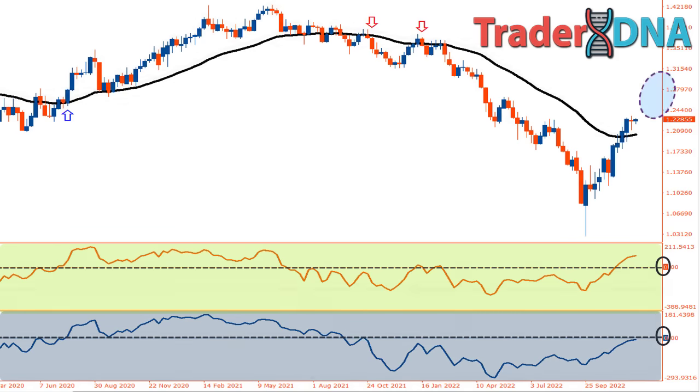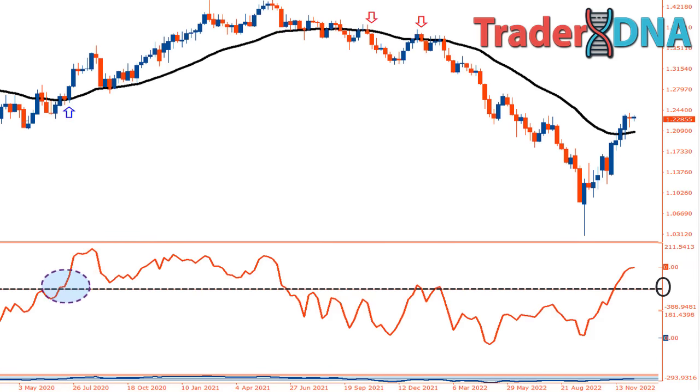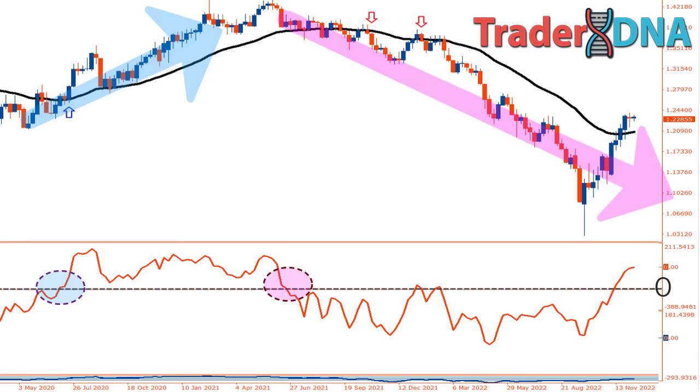When the CCI oscillator crosses from below the zero line, that's signaling a shift from bearish momentum to bullish momentum. In other words, the dominant market energy is to the upside. Conversely, when the CCI oscillator crosses from above the zero line, that's signaling a shift from bullish momentum to bearish momentum. In other words, the dominant market energy is to the downside.